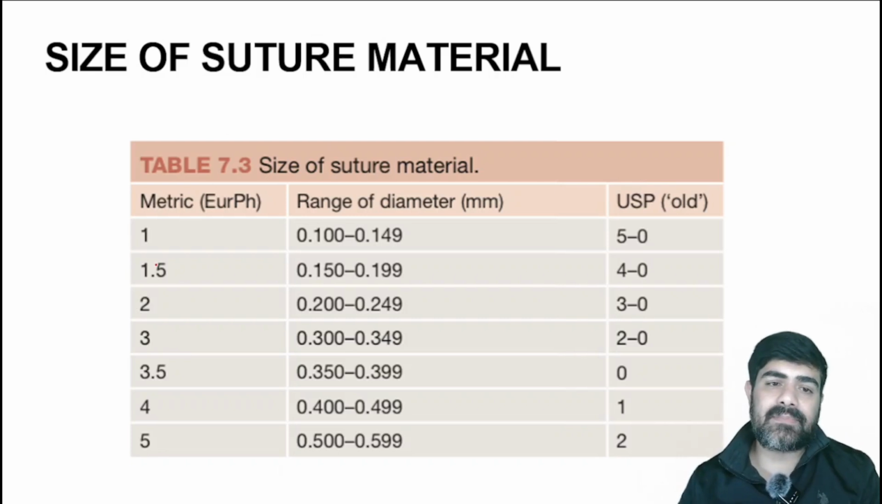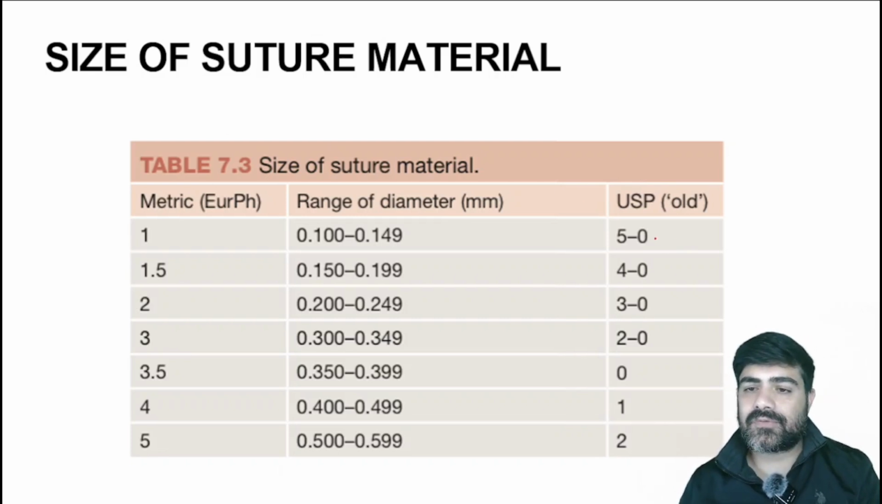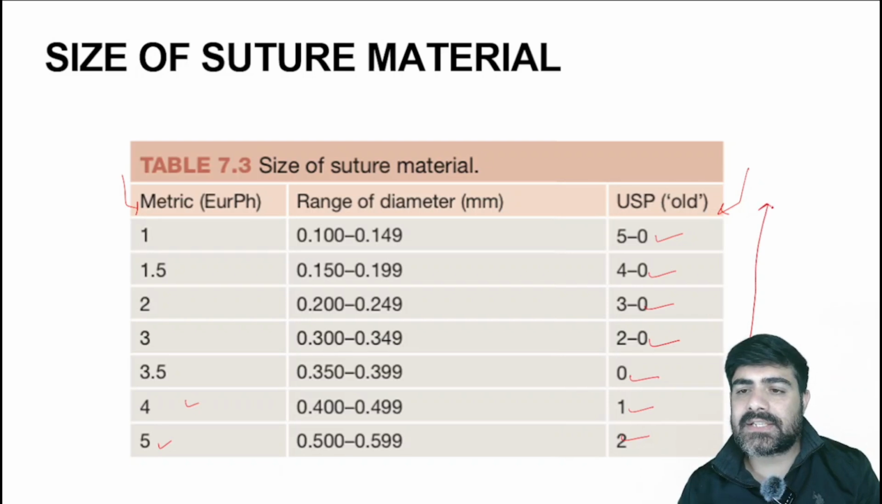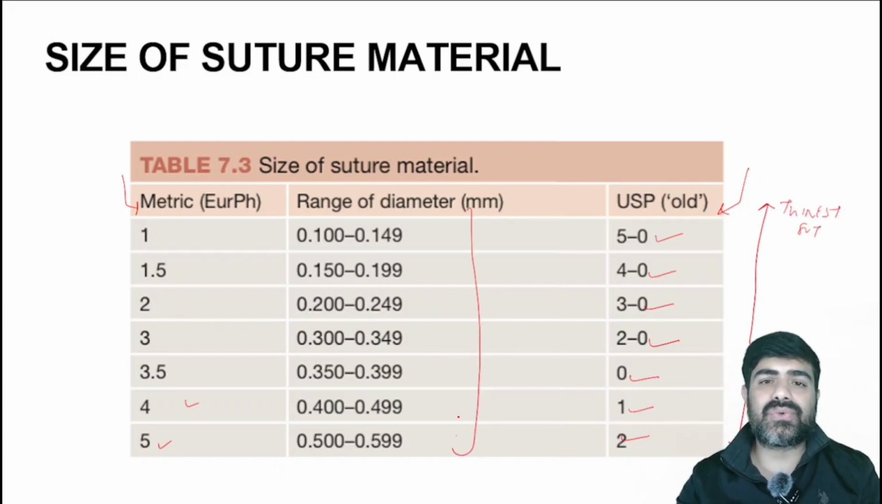Sizes of the suture material, this is important. So this is how these sutures are named: 5, 4, 3, 2, 1, 0, 1-0, 2-0, and so on. We are using the metric system also. So 5 is for number 2, 4 is for number 1, 3.5 for number 0, 3 for 2-0, 2 for 3-0, 1.5 for 4-0, and 1 for 5-0. Number 2 is the thickest here. So as the number with the 0 increases, it is the thinnest suture. This is the range of diameter for all these sutures.